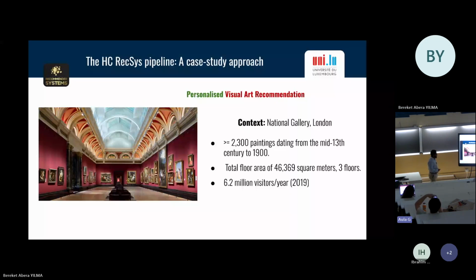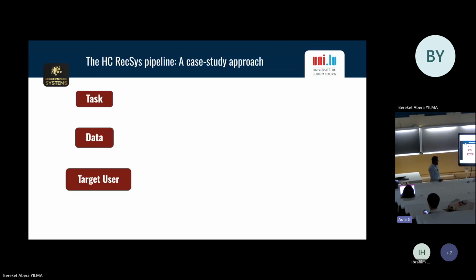Yeah, so the National Gallery of London is a huge venue, with 3 floors spread across 46,000 square feet. It holds around 2,300 paintings from the mid-13th century to 1900. Now you want to design a recommender system for visitors coming to this venue. It's a huge venue spread across 3 floors. So the task is to design a recommender system which is personalized.